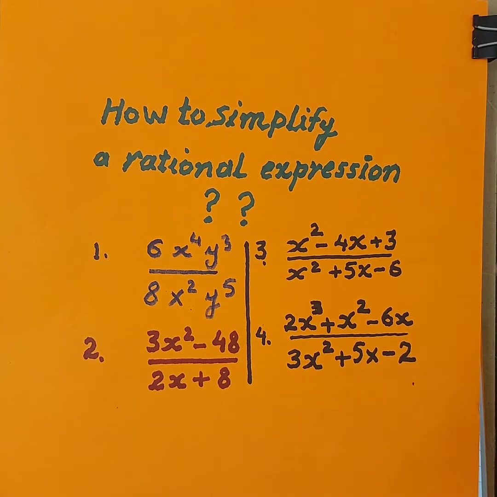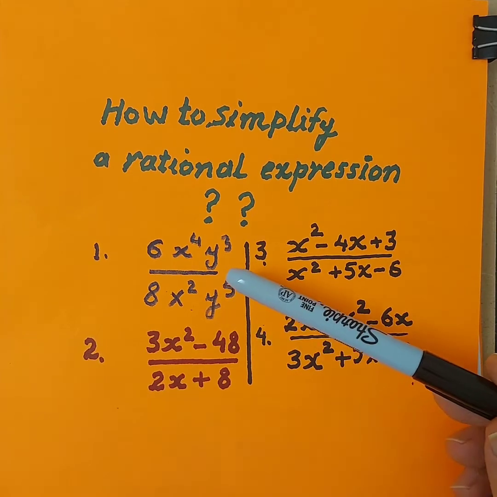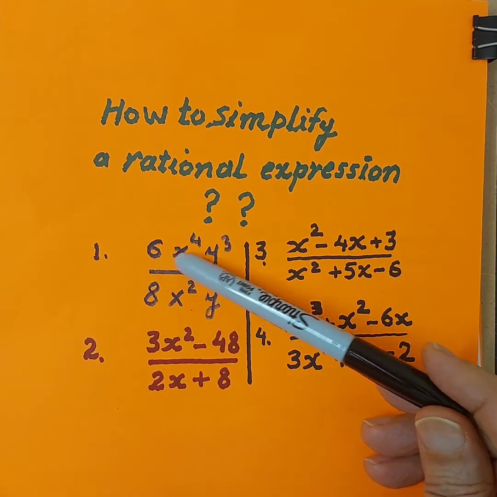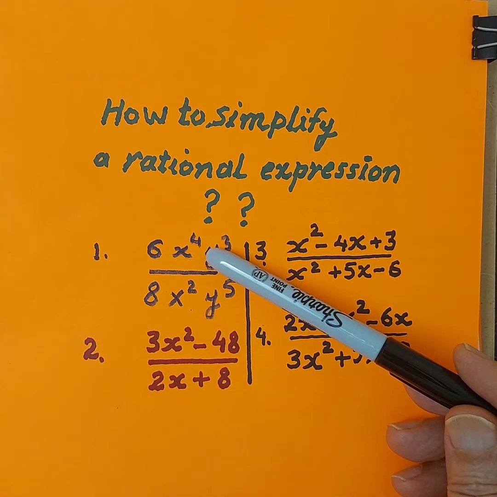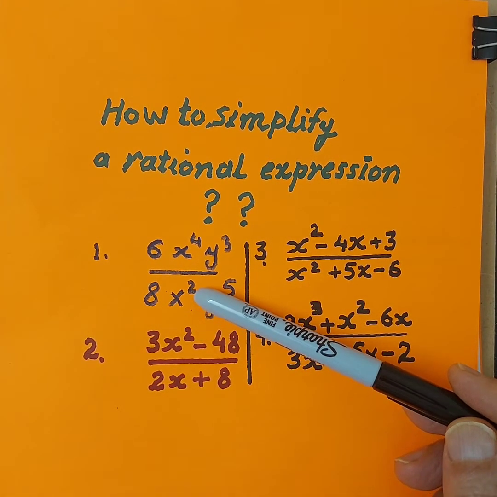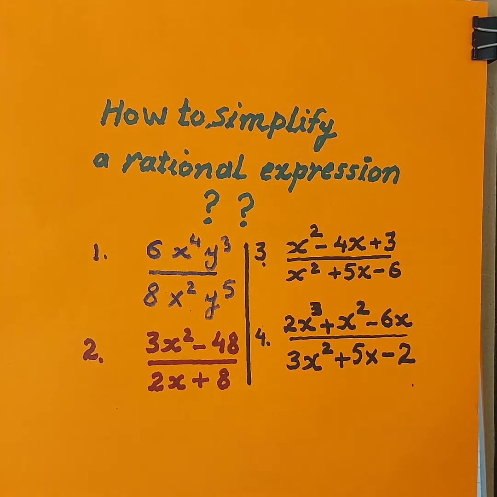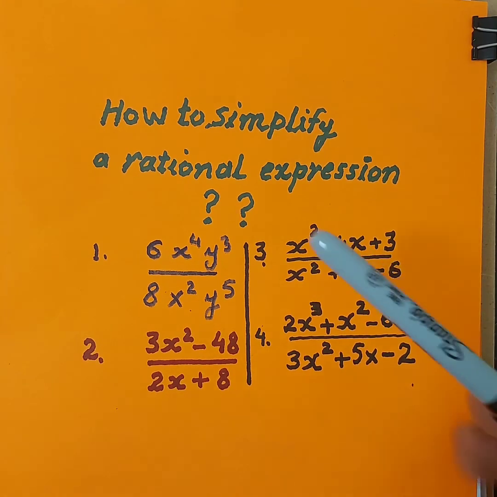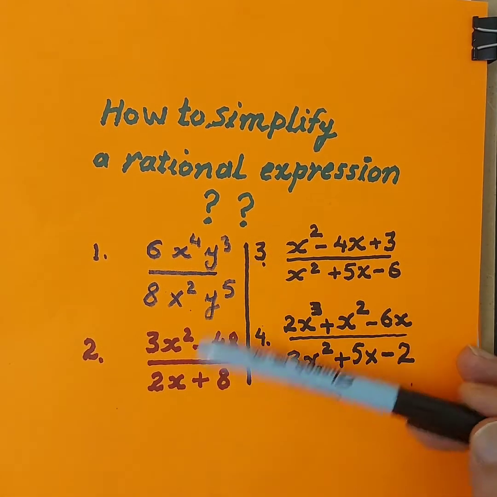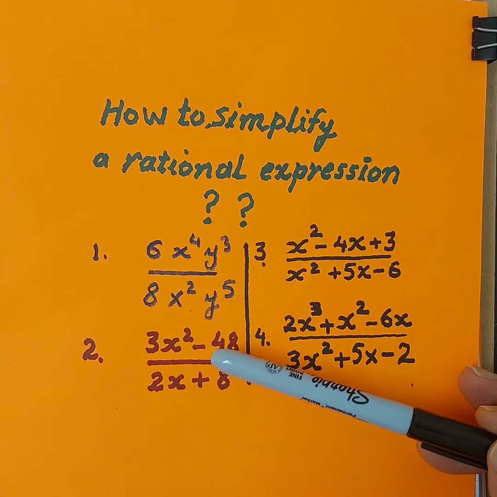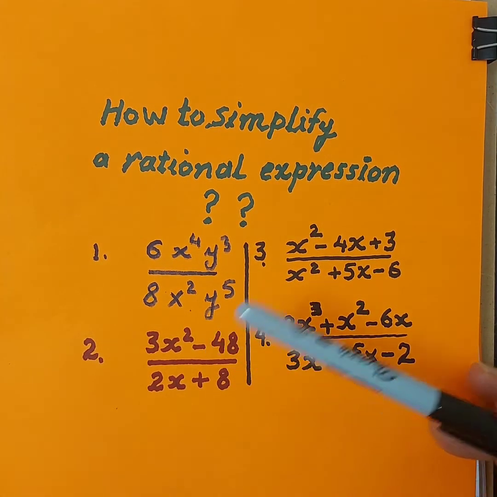Let us see together how this rational expression can be simplified. The first one here, as you see, there is only one term in the numerator and one term in the denominator. So there is no chance to make any factoring. We will look if there is anything similar in the numerator and denominator to be reduced together, and that's it.